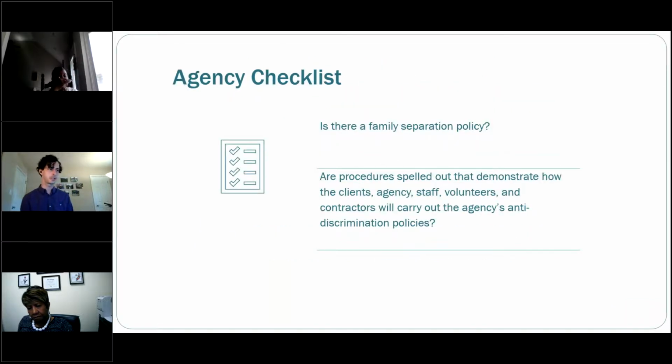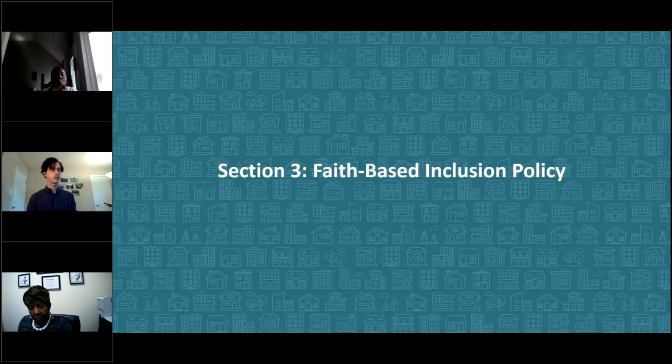And so here's your checklist for the family separation policy. Do you have a family separation policy? Are the procedures in your policy spelled out that demonstrate how the agency's staff, volunteers, and contractors will carry out the agency's anti-discrimination policies? That's your takeaway for that section. Okay, then moving into section 3, the faith-based inclusion policy.